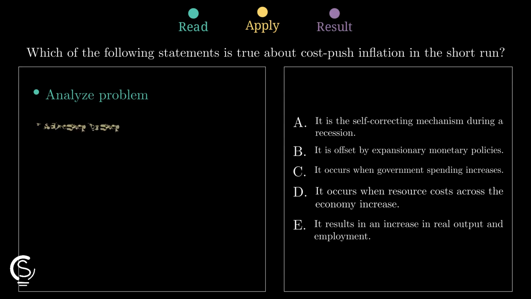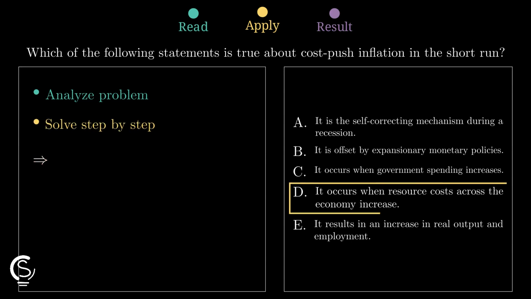Finally, higher input prices shift the aggregate supply curve left. This confirms option D is the only logically sound choice.